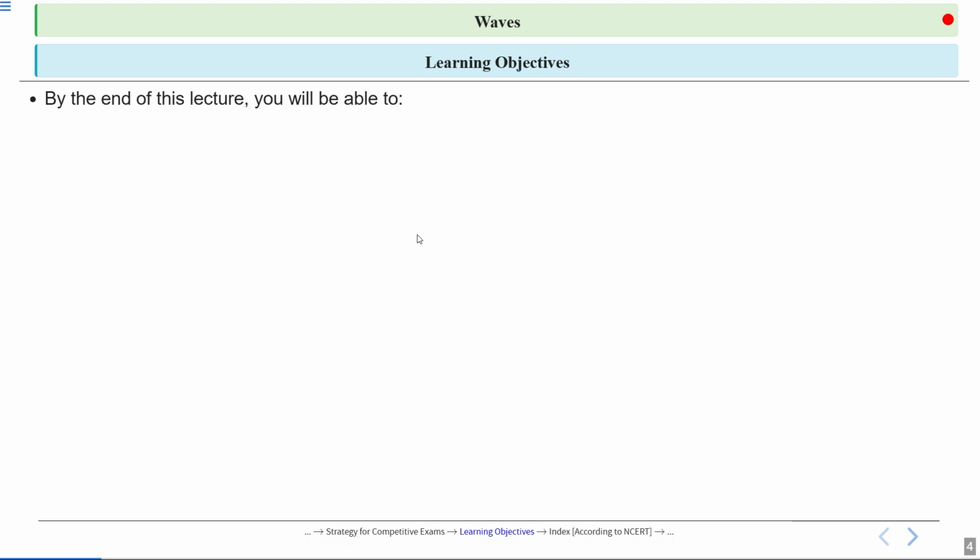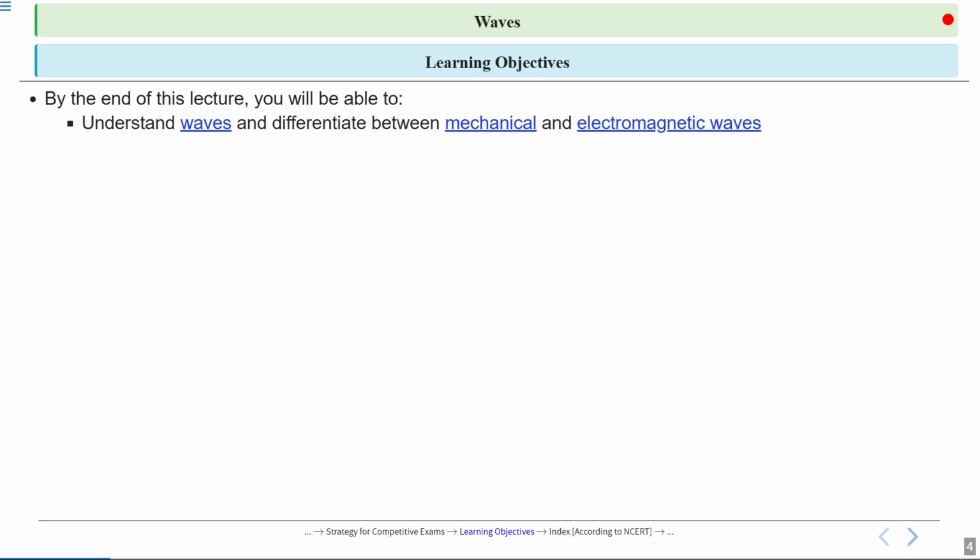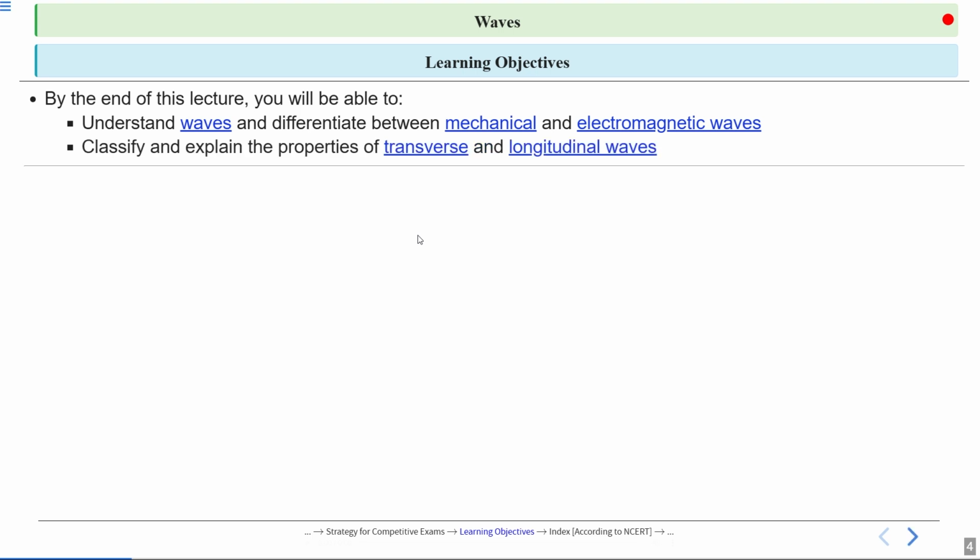Learning objectives. Now let's see what you will be able to understand by the end of this lecture. By the end of this lecture, you will be able to understand waves and differentiate between mechanical and electromagnetic waves. Classify and explain the properties of transverse and longitudinal waves.